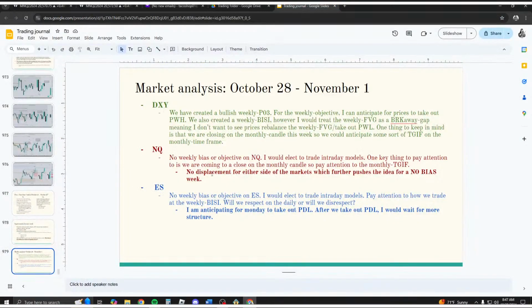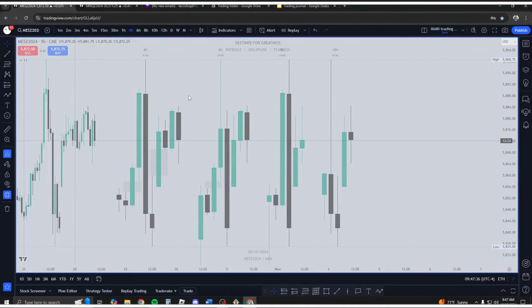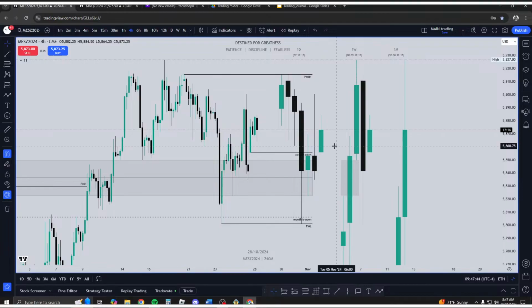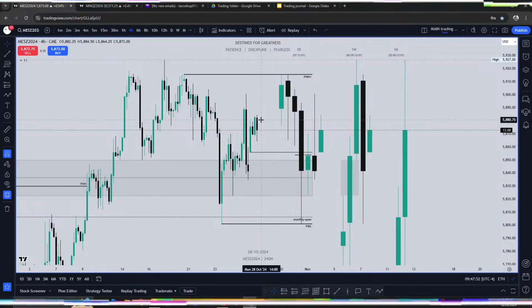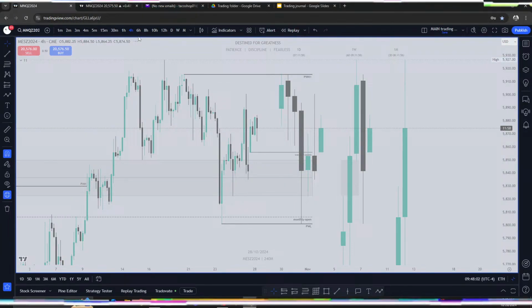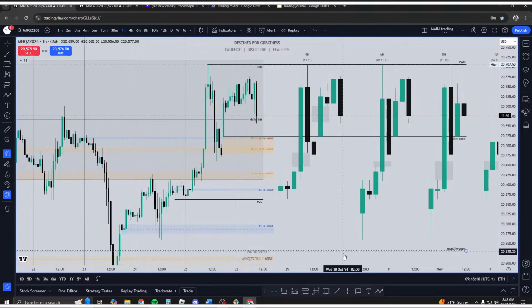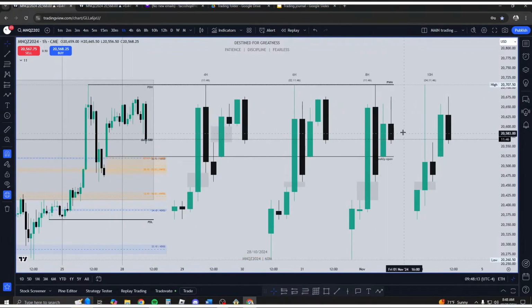I did note how I don't really have a weekly bias here for NQ and ES. However, on ES, I was anticipating for previous day low to be taken, but right at Sunday open we expanded higher. So right now we don't have a bear setup to support the idea of taking out previous day low, so I'm not going to force anything here. But like I said, continue to watch how we close here on this 4-hour candle. Eight-hour, 4-hour.